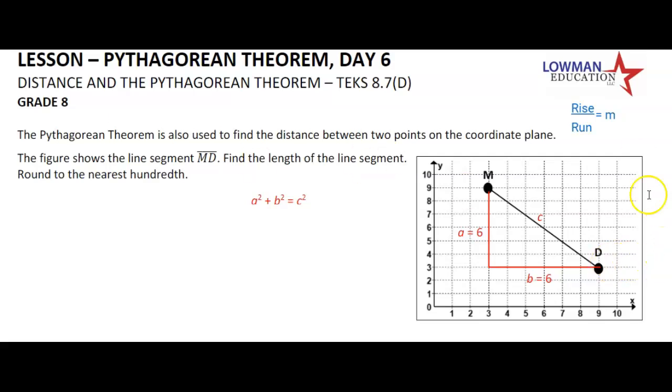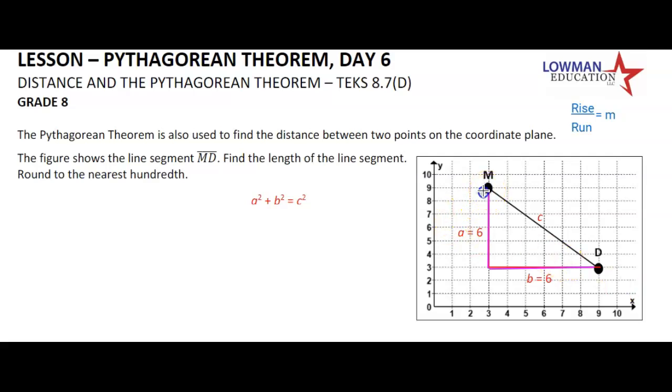The figure in quadrant 1, which is located here in our image, shows us line segment MD. Find the length of that segment. So very similarly to what you did when we were doing our linear relationships unit, you are going to draw a right triangle to find the legs. So you're going to do your rise and your run. You are then going to count the number of units.